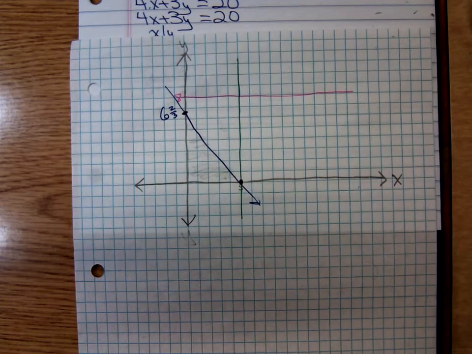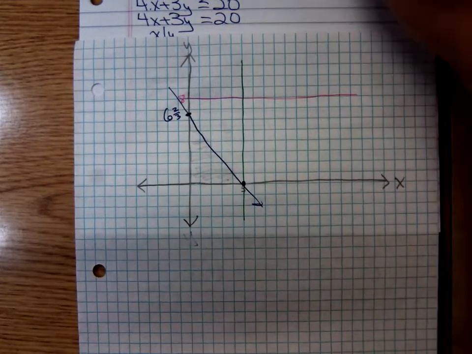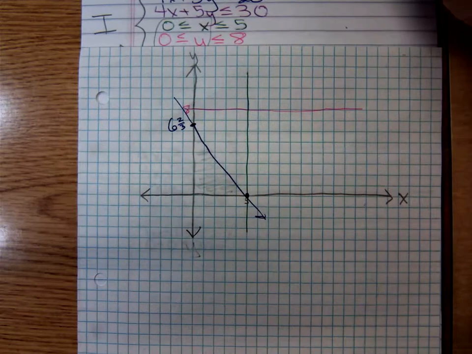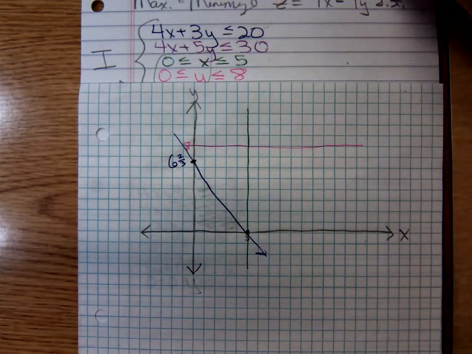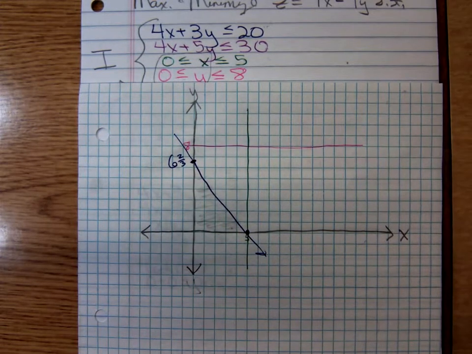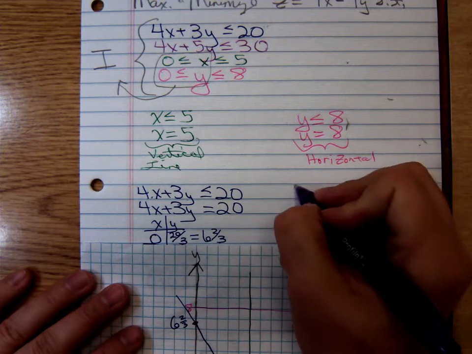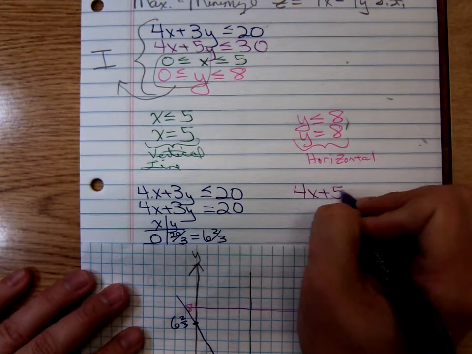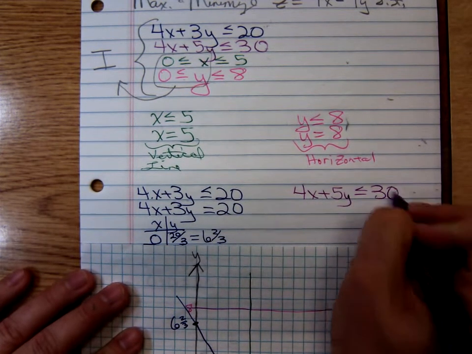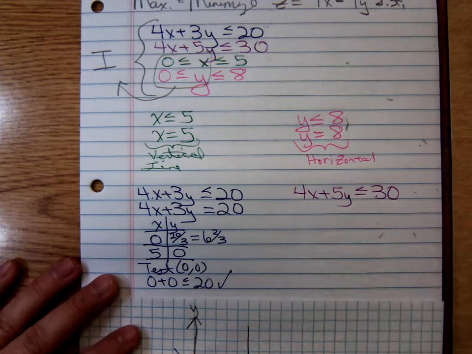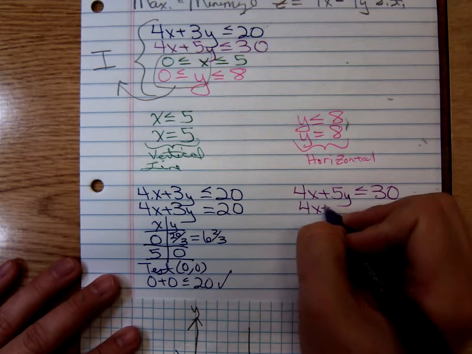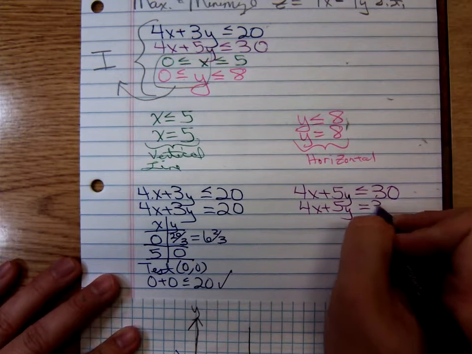Are we finished with the feasible region? No, we have one more inequality. Which one do we still have to do? 4x plus 5y is less than or equal to 30. We need to do this one. We have to graph the line 4x plus 5y equals 30.